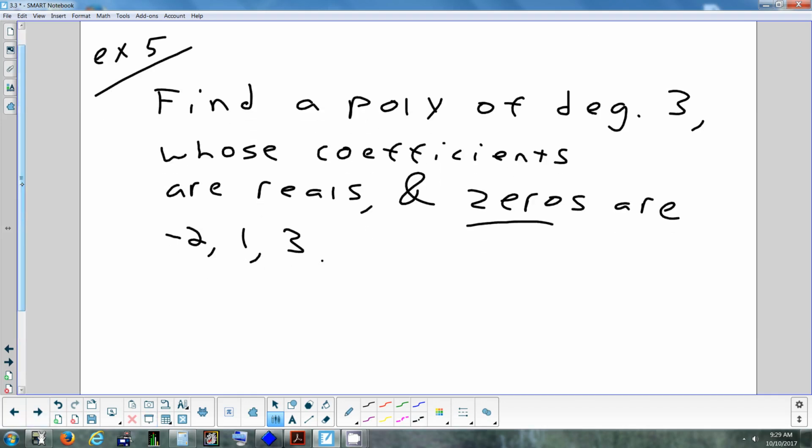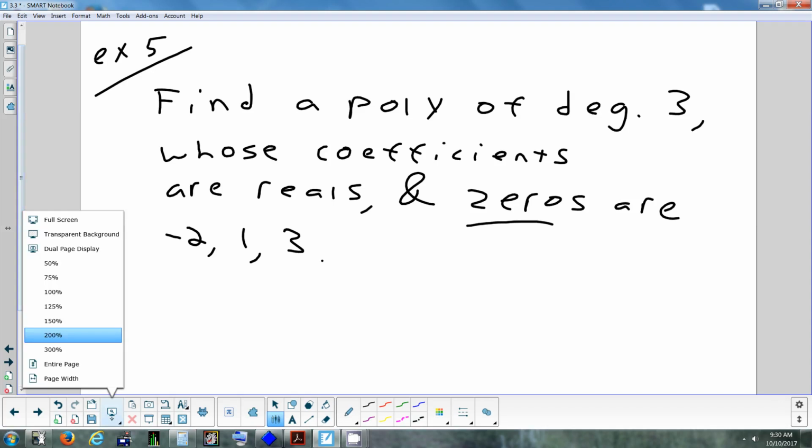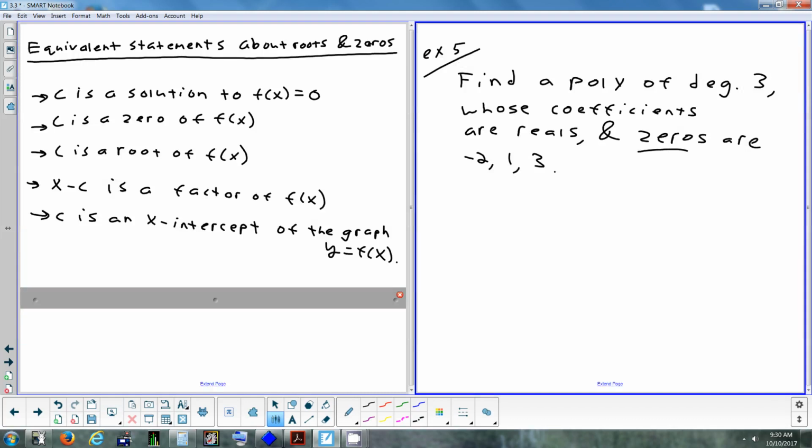So, here's a problem like I had told you before. I want you to find a polynomial of degree 3. The coefficients have to be real numbers, okay? So, in other words, I don't want you to do anything with i. No imaginary stuff. And I want the roots to be -2, 1, and 3. Okay, so -2, 1, and 3, those are like your c values. You have 3 of them. So let's start with -2.